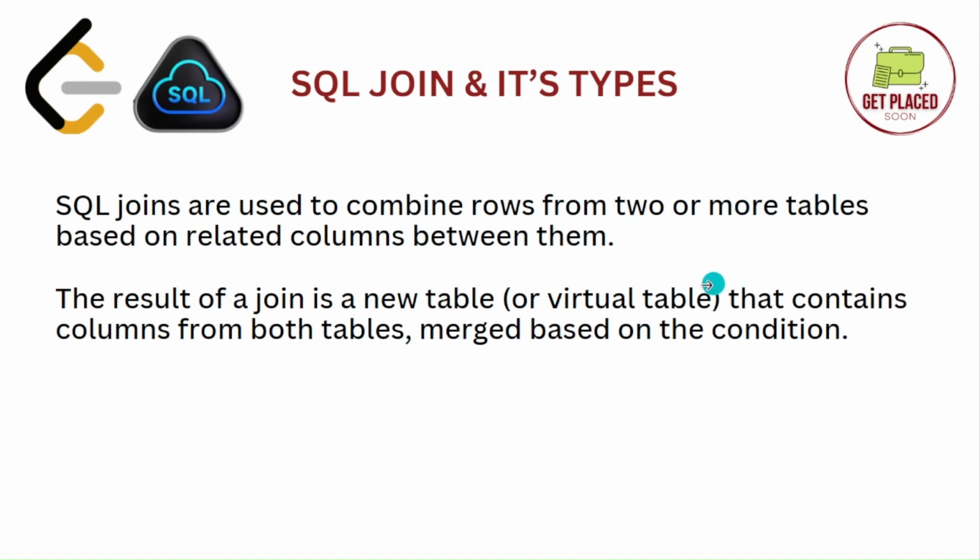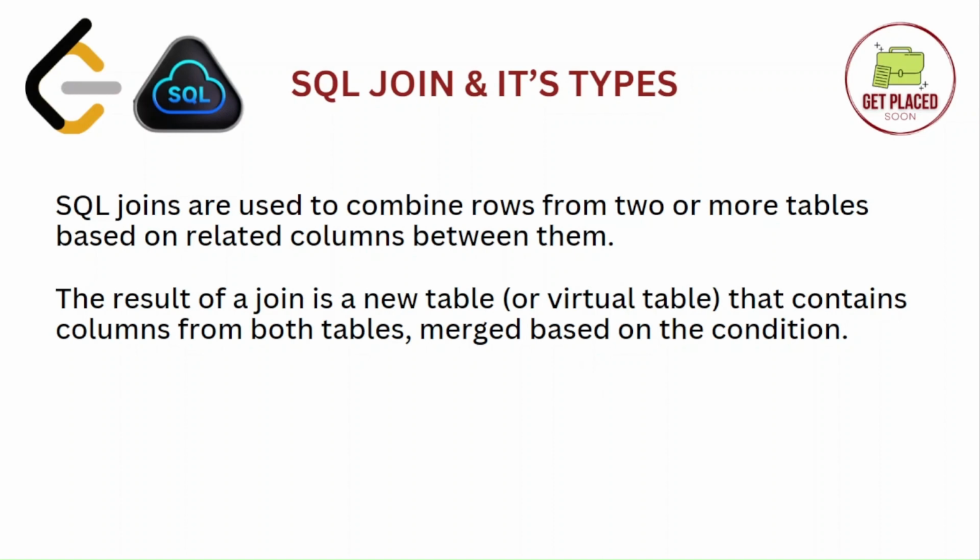When you do SQL join, when you combine multiple tables, the result of a join is a new table, also known as a virtual table. So what does this new table consist of? It consists of columns from both the tables after joining. Now you might be thinking how the tables are joining. The tables will be joining based on the condition present. What is the condition? The column should be matched.